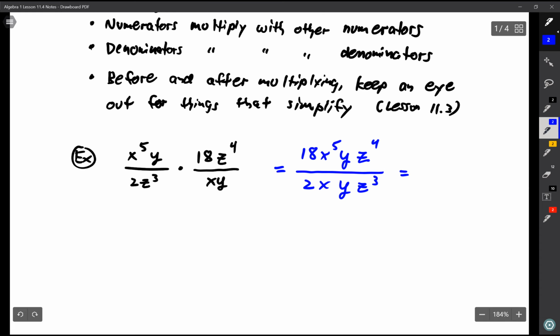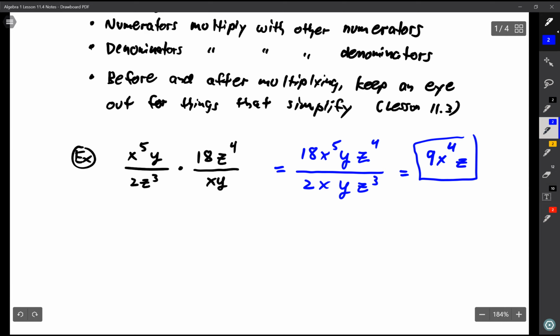All right, well, let's see. 18 over 2 simplifies to 9, because 18 halved is 9. X to the fifth over x simplifies to x to the fourth on top, because you have a power of x that is 4 times bigger on top. The y's just flat out cancel with each other. And let's see what happens with the z's. We have a power of z that is bigger on top. How much bigger? 1. So we have a z on top. And everything on the bottom canceled with just a 1 on the bottom. So I'm just going to get rid of that, and that is my answer.